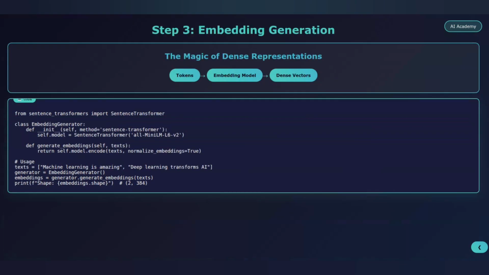Now comes the magic, converting our cleaned tokens into dense vector representations. The key is consistency across your entire dataset. Pro tip: always use the same model and parameters for all your embeddings to ensure consistency.